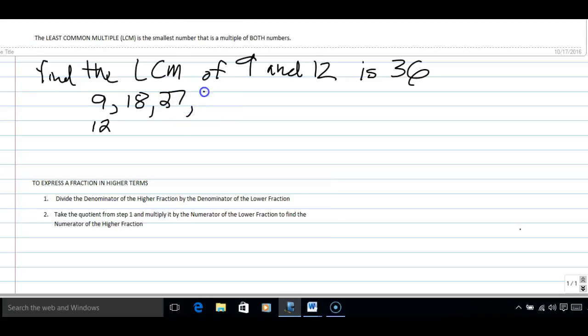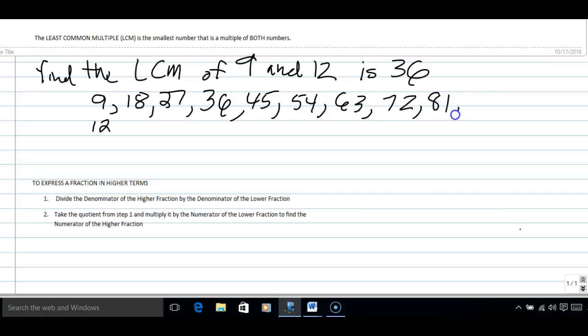Nine times 4 is 36, or simply keep adding 9 to the previous number. 36 and 9 is 45, 54, 63, 72, 81, 90, etc. And make your lists fairly extensive. Now look at multiples of 12.